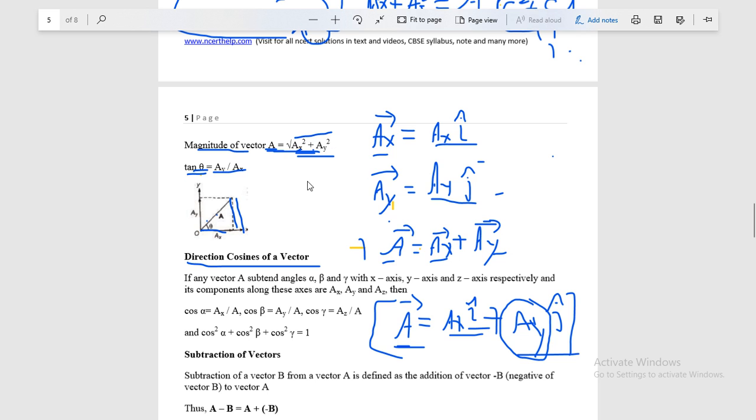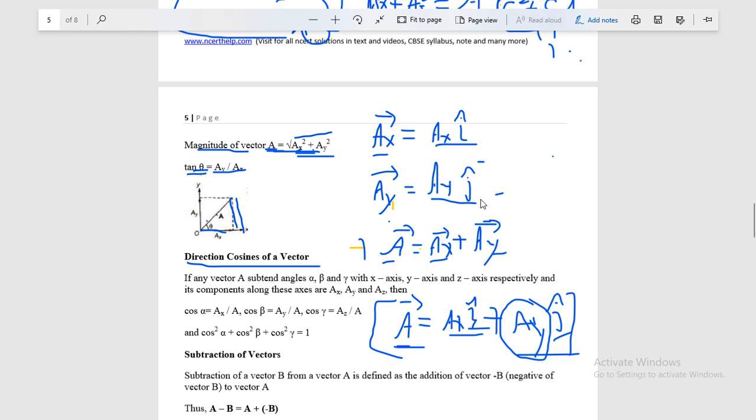By comparing the coefficients of i cap and j cap, you can find the values of ax and ay in a given vector. So I hope you understand. If this is a three-dimensional vector, in the case of 3 dimensions, this vector can be resolved into 3 different components: along the x-axis, along the y-axis and along the z-axis.